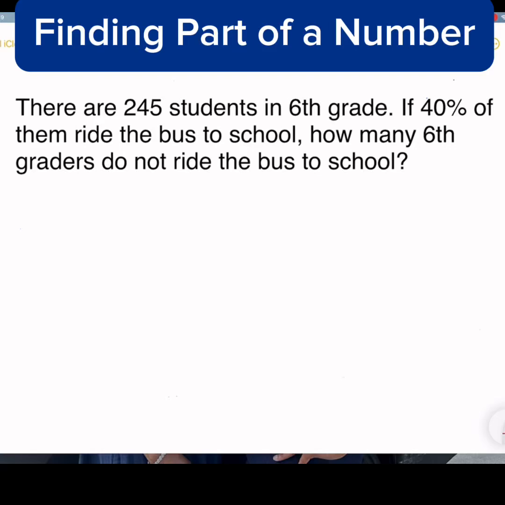In this word problem, we're going to be finding the percent of a number and using two different strategies and talking about which one is the most efficient way to solve this to help your kids to work smart.